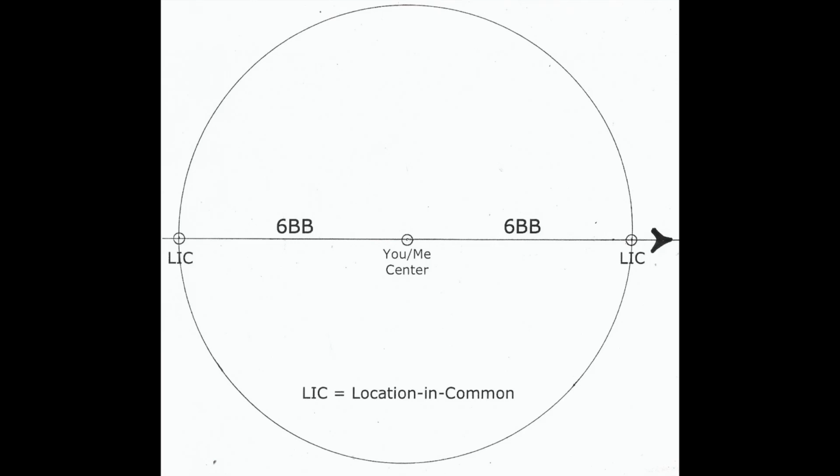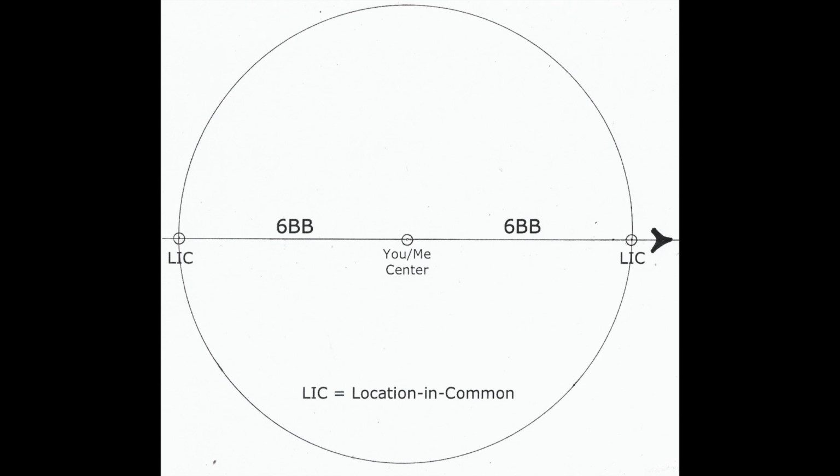We begin this video by placing our U-Me center on a timeline and constructing our 6BB circular limit around us. I use this as the all-purpose limit of our center, and it defines the initial cycle of growth. The circle then has two LICs, locations in common, on the timeline, one on the left, one on the right.